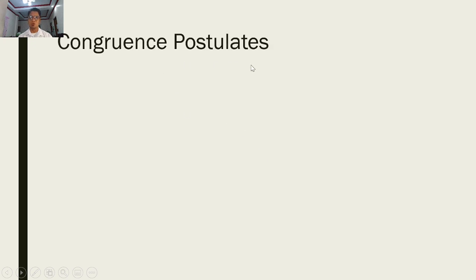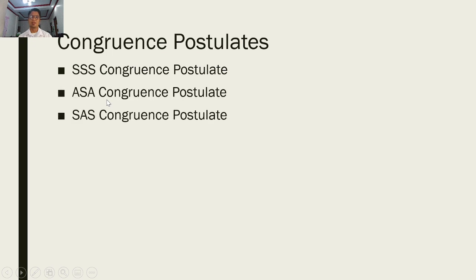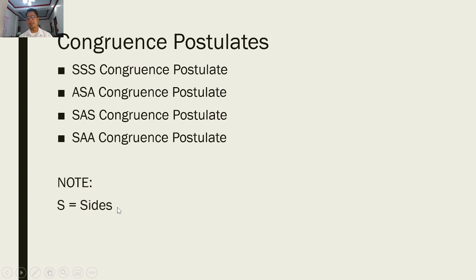Another thing na dapat po familiar tayo will be the congruence postulates. Again, congruent means same shape, same size. Okay? So SSS, ASA or ASA, SAS or SAS, and SAA or SAA. Some of us also will be able to see AAS. So kahit naman kasi bali-baligtarin yan. Now, note S stands for sides and A stands for angles.